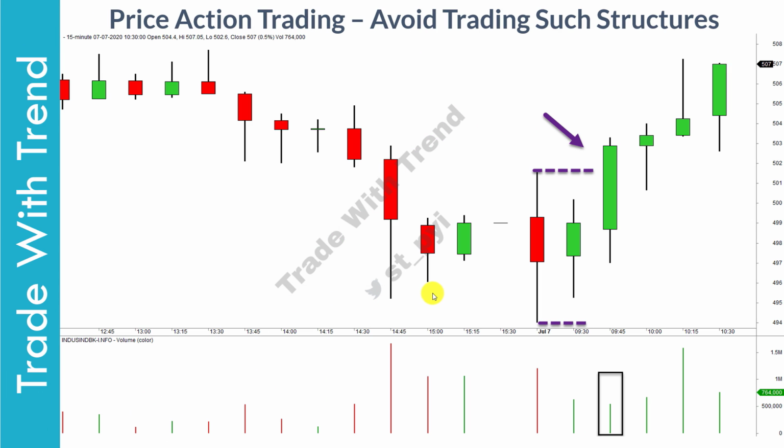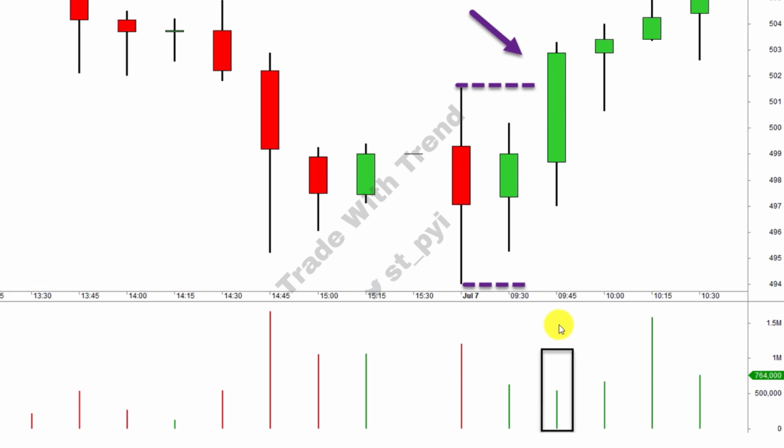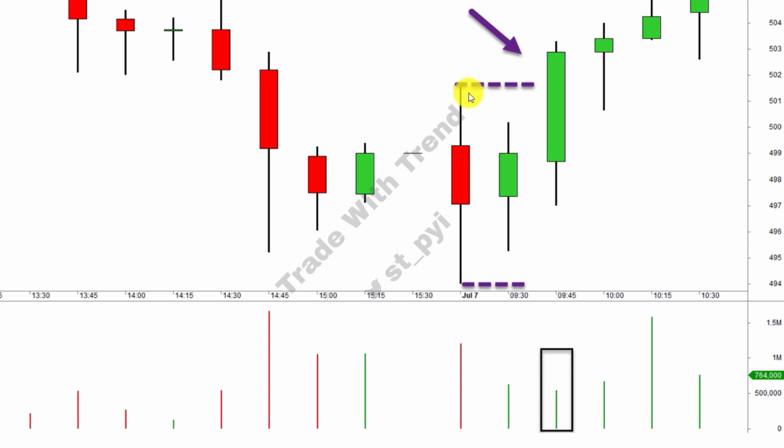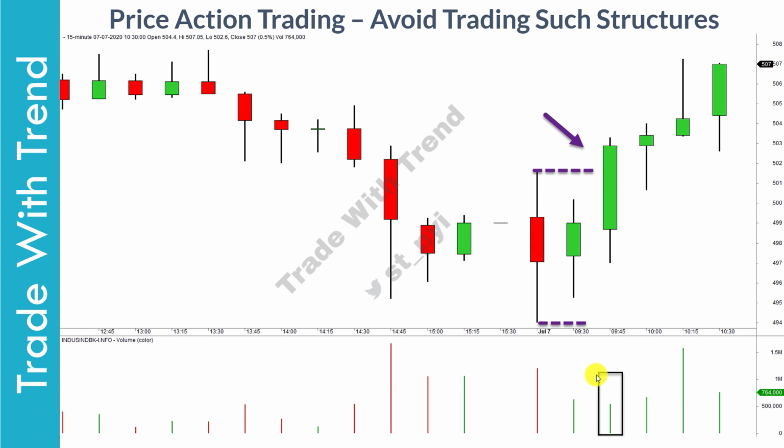Now when you're trading the opening range breakout, you will encounter such patterns where a clear breakout is visible but the volume activity has not picked up. So this is the first candle for the day. This is the high point, this is the low point. So this becomes the opening range, and then you get a bullish candle which clearly moves above this range, but look at the volume activity. In case you're tracking this in real time and you encounter such patterns, then prefer not to trade these.